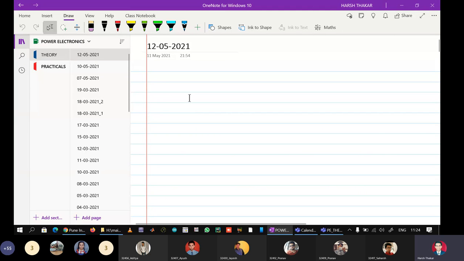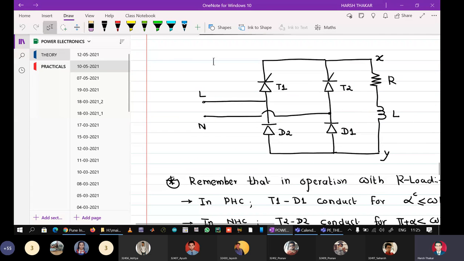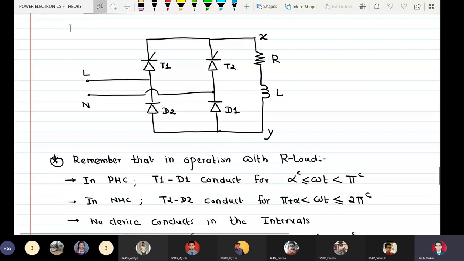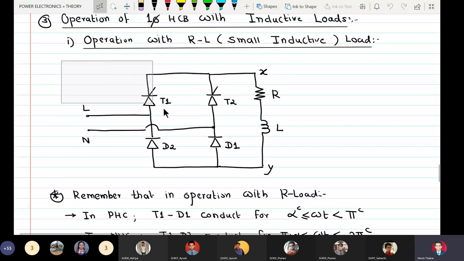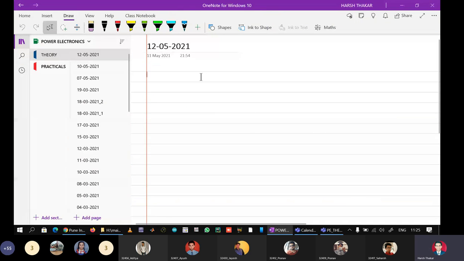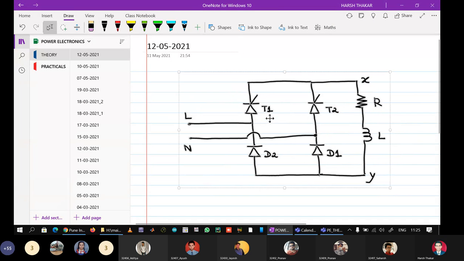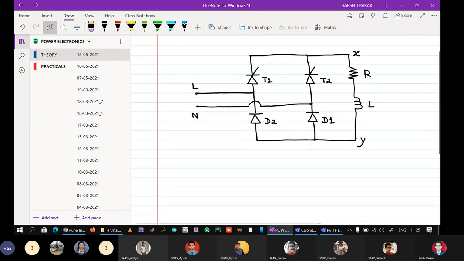So now we again consider that semiconductor circuit, which I will copy and paste here. We are considering the same symmetric half control bridge with RL load.